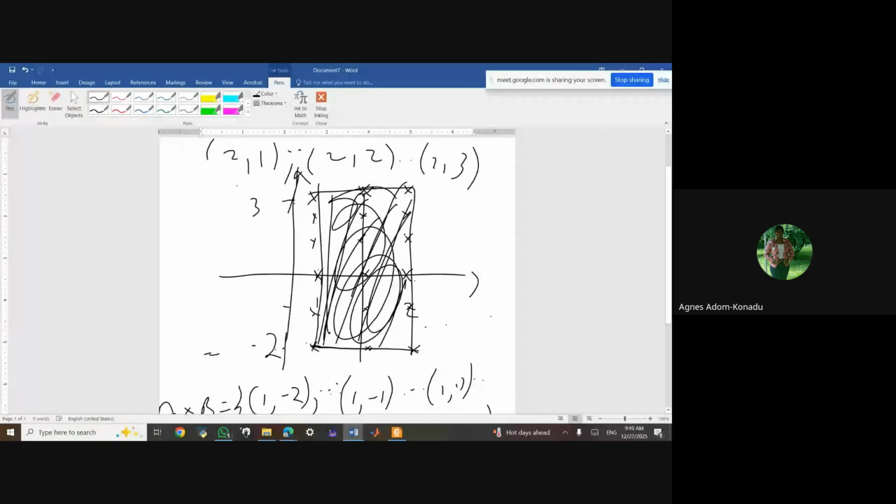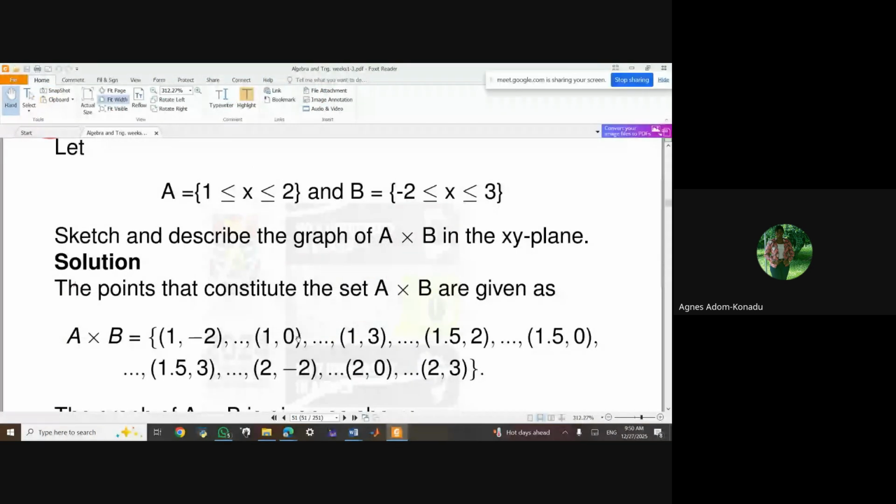So the graph I want to sketch is this. But everything is shaded because they are all part of what I'm looking for. I cannot write the points down, but I'll shade them. That's why I use the dots. So that's what I'm looking for. The question says that I should sketch and describe the graph of A cross B in the xy plane.